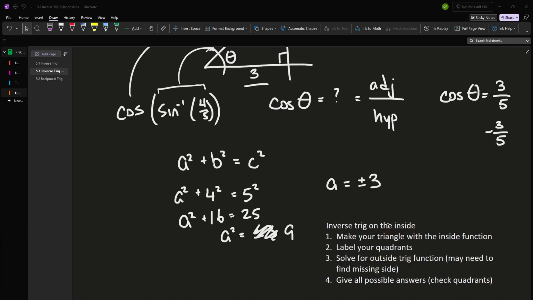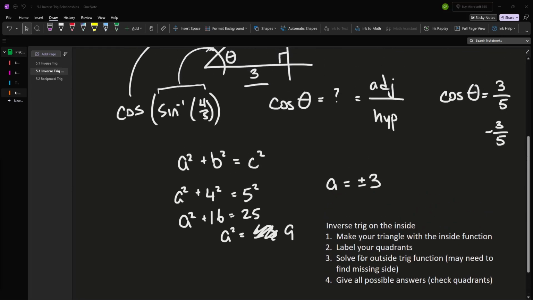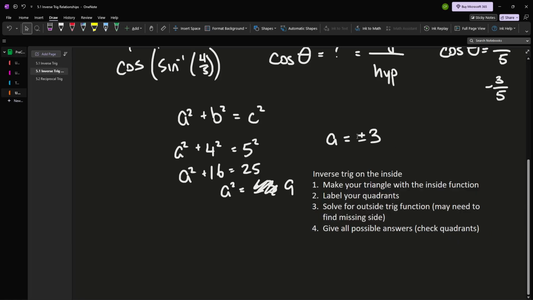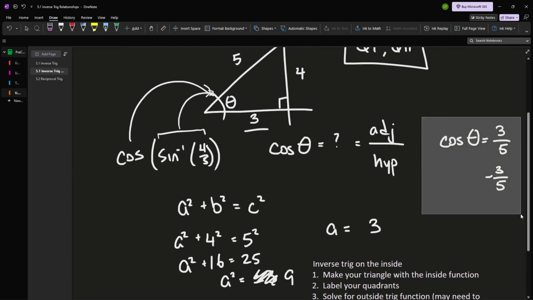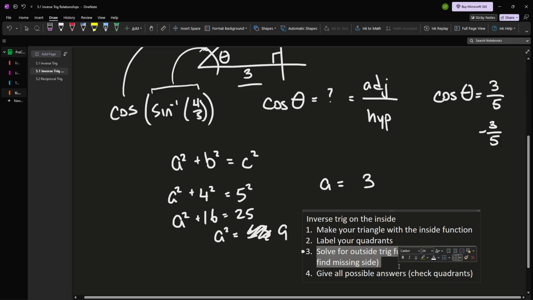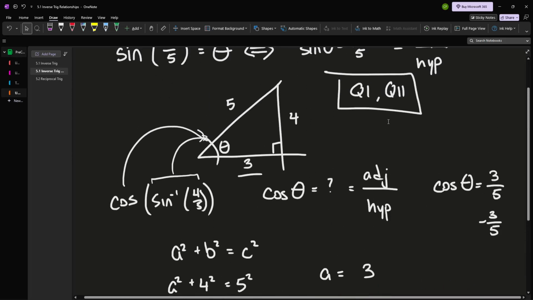Okay, so altogether we have this all typed out. If you have an inverse trig on the inside, you make your triangle with the inside function. You label your quadrants. You solve for your outside trig function. You may need to find your missing side. And then you want to give all possible answers by checking your quadrants. So the plus minus here did work out for us, but you just leave it as plus and then use that to then find. So you could either look at it here or look at here, which I think is easier. So you solve for the outside trig function and you give all possible answers by checking the quadrants, because cosine and sine have not fully overlapping positives and negatives.